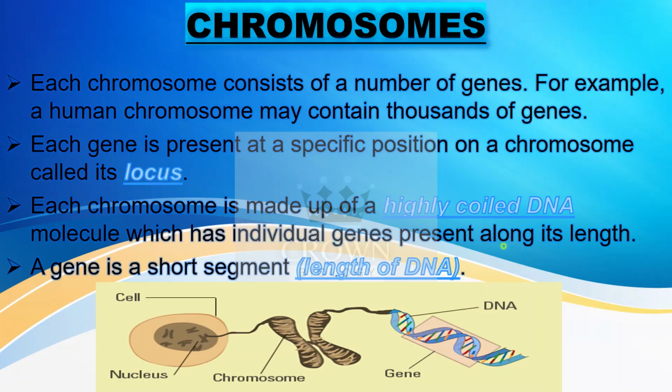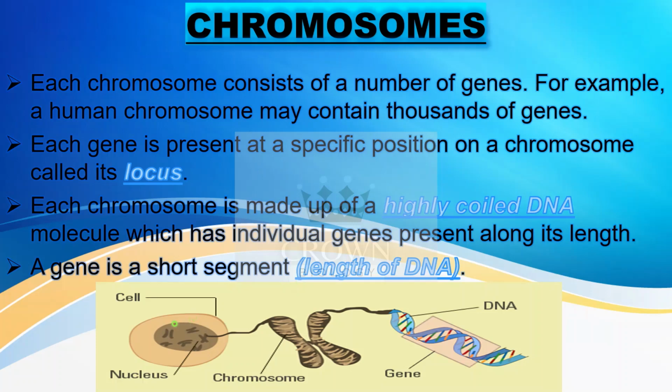Each chromosome is made up of a highly coiled DNA molecule which has individual genes present along its length. We know that each chromosome is made up of DNA that is tightly coiled many times around proteins, and those proteins are called histones, and that support its structure. So histones are basic proteins, and their positive charges allow them to associate with DNA, and DNA, as we know, is negatively charged. A gene is a short segment, that is a length of DNA, or a gene can be defined as the basic physical and functional unit of heredity.